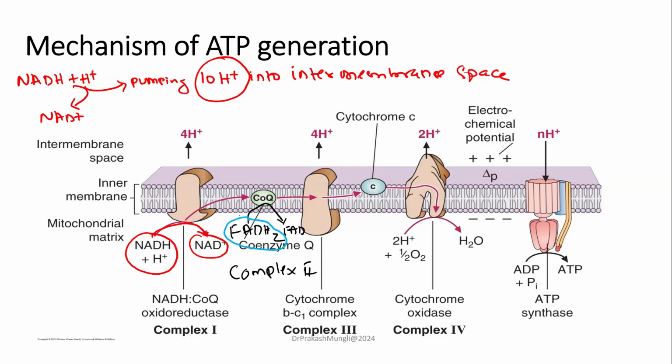So FADH2 enters and is oxidized to FAD, and that will be given to coenzyme Q, and coenzyme Q will carry on. So that means FADH2 doesn't enter into complex 1. That's the thing you have to remember. FADH2 never enters into complex 1. It's only complex 2. It is oxidized in complex 2. So it is going to give its protons to coenzyme Q, which becomes coenzyme QH2.